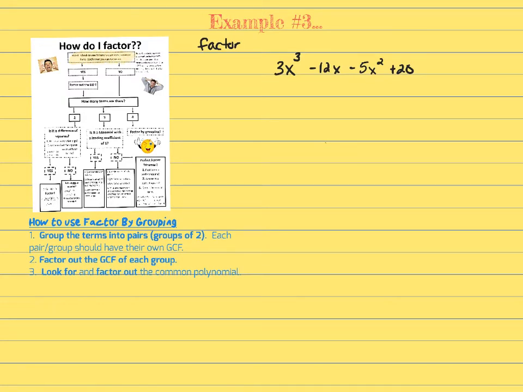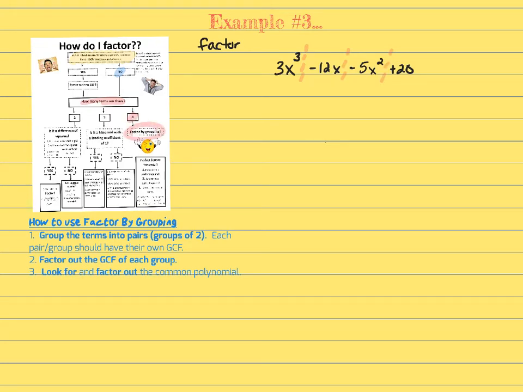So if I first just look at the numbers like 3, -12, -5, and 20, they do not share a GCF. And what I can see is that this term here doesn't have any x's in it, so I wouldn't be able to take an x from every term. So there is no GCF that I need to factor out. So I'd ask myself how many terms there are, and I can easily see that there are 4 of them, which means I have to use factor by grouping.